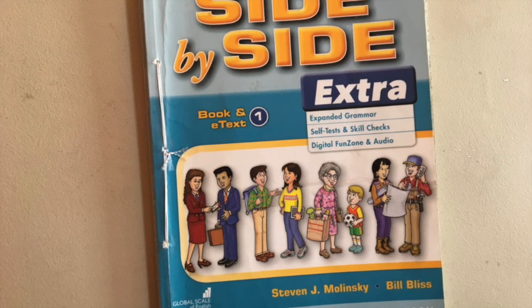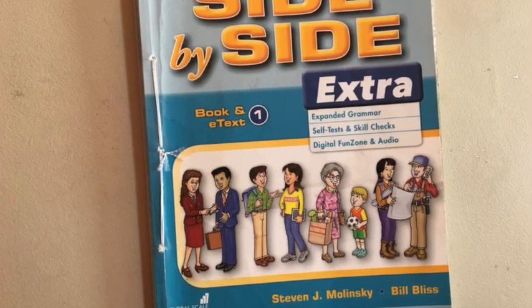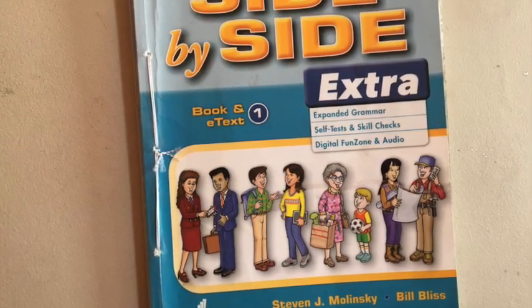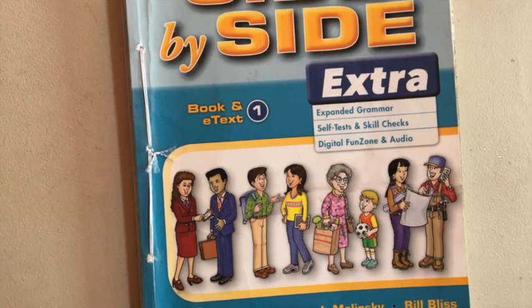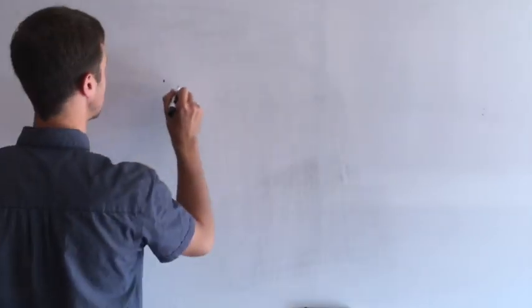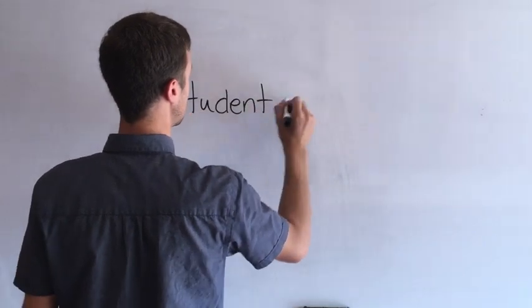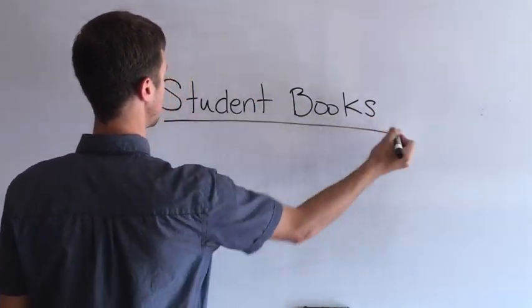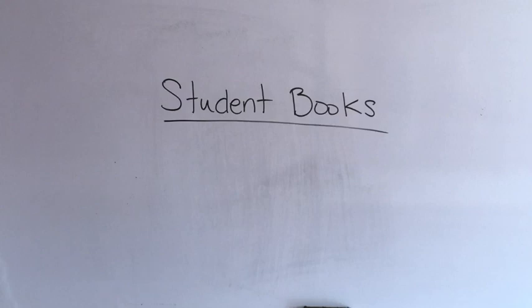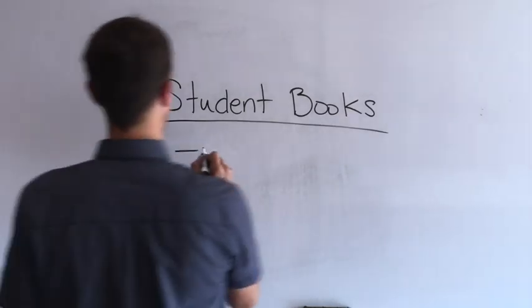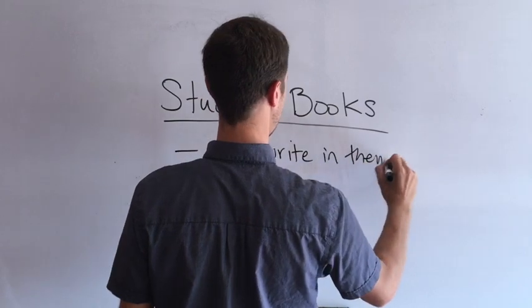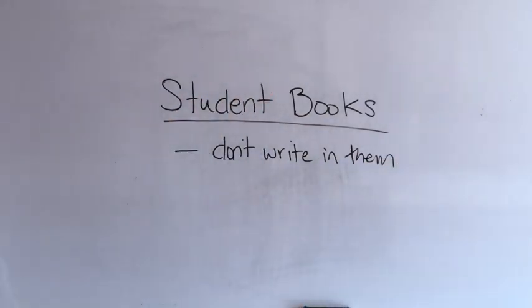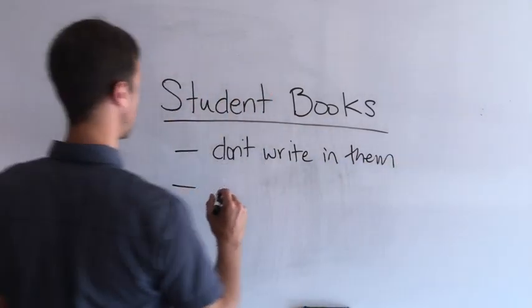And here are our student books. These are the books that we will use every day in the classroom. Here are some policies. First, don't write in them. These books are for reading only. They have dialogues that our students will use in our spoken activities, and they also have readings so that the student can practice reading, but they will not write in these books.